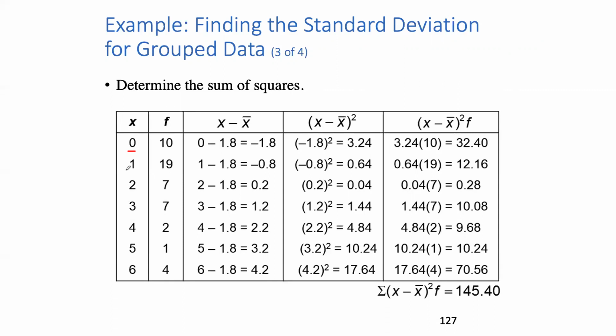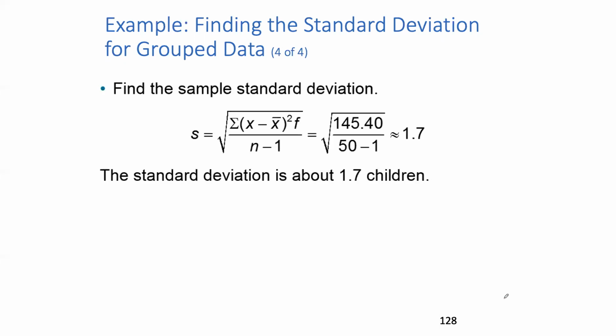So for instance, households which report only one child deviate from the mean by negative 0.8. Their squared deviation is the square of that, which is 0.64. And there are 19 of these households in my data set, so I'll just multiply that by 19. This is a quicker way of getting to the sum of squares. So 145.4 tells me the sum of squares.